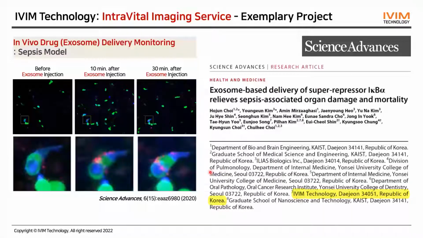And this is an exemplary project I've performed. In this work, we visualized the in vivo delivery of exosome drugs to the target cell in the sepsis mouse model. As you can see in this imaging result, the injected exosome arrived at the target cell only after 10 minutes and then became internalized after only 30 minutes. So if you have any inquiries regarding intravital experiments of your organ or tissue of interest in your mouse model, please feel free to contact us, and we can fully support you for the best intravital data.